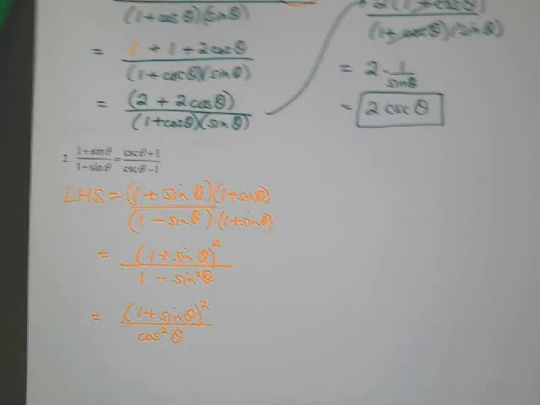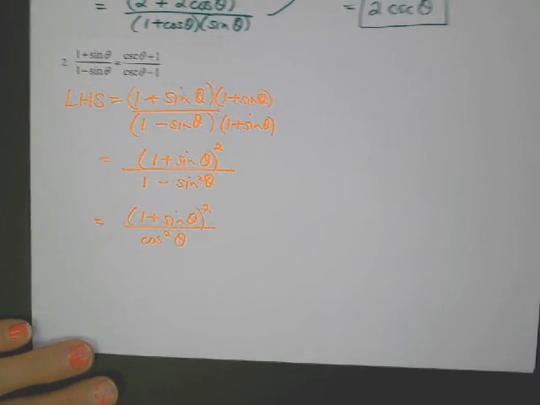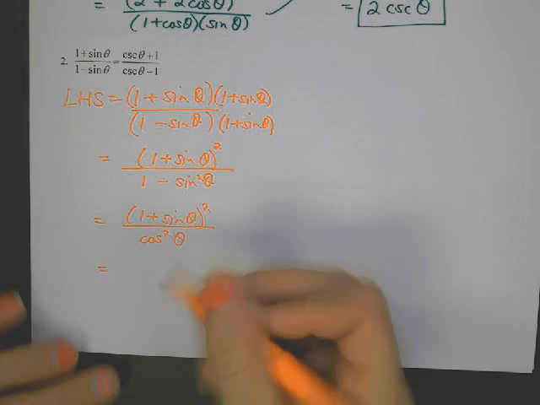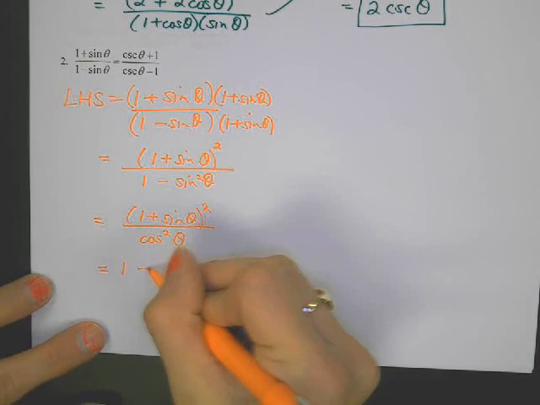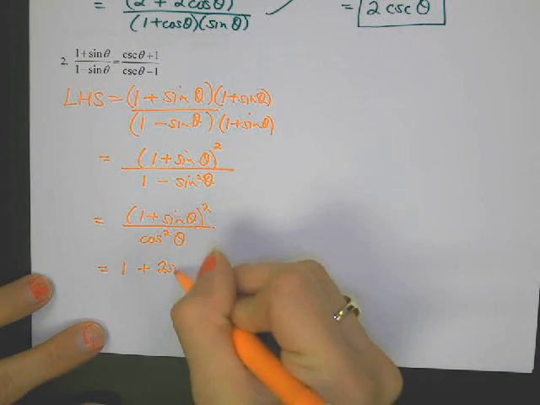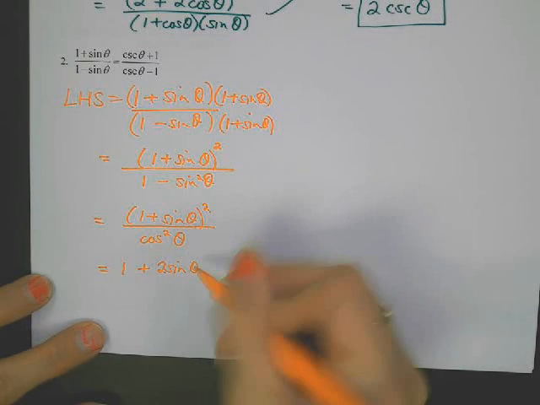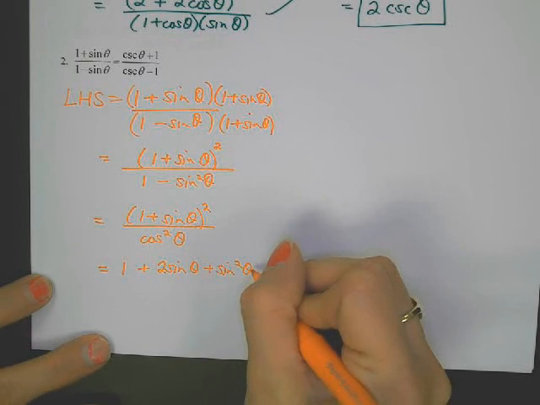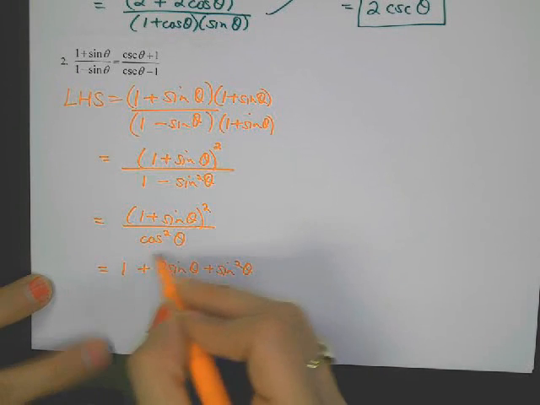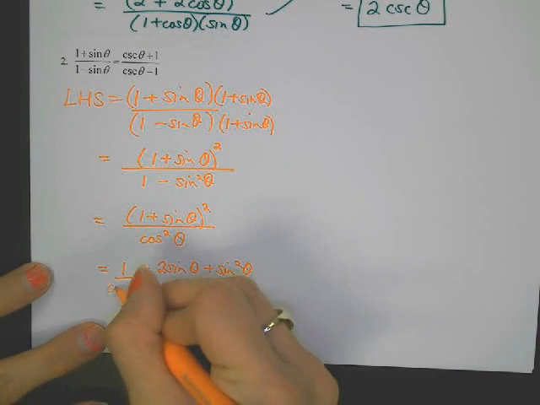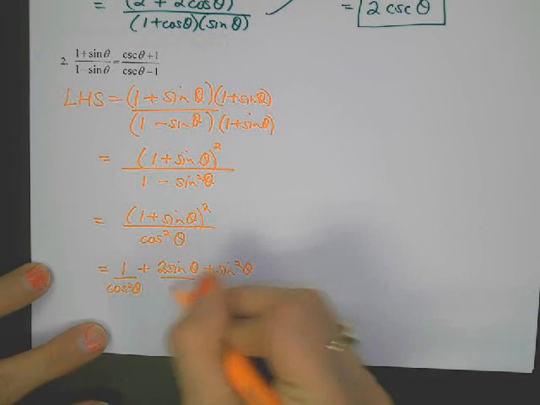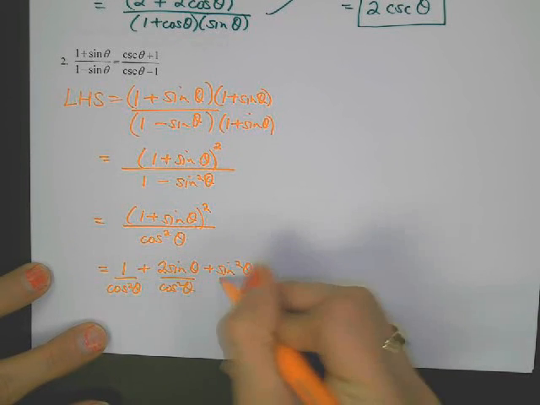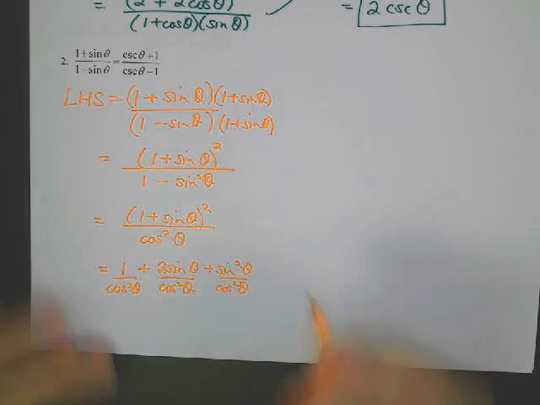Maybe it's time to distribute that numerator out. What do you think? Multiply that one out. Okay, don't forget outers and inners. We've got to make a middle term here. That's going to be 2 sine of theta plus sine squared of theta. And since there's a denominator of cosine, I can give each and every one of them a cosine squared.